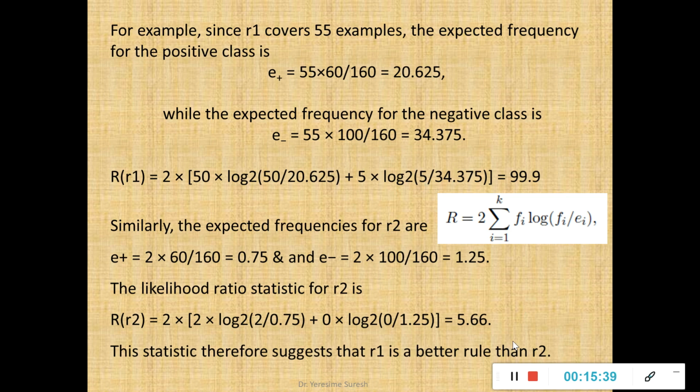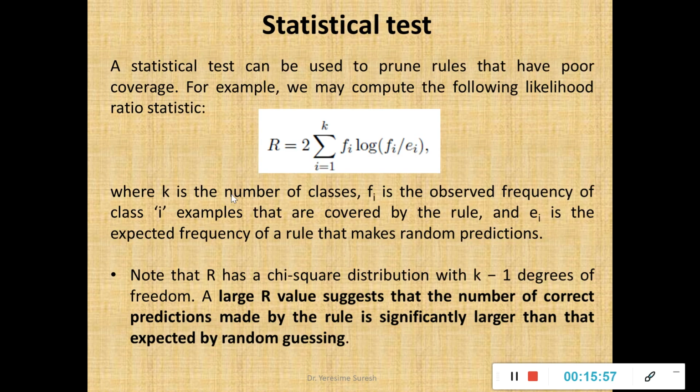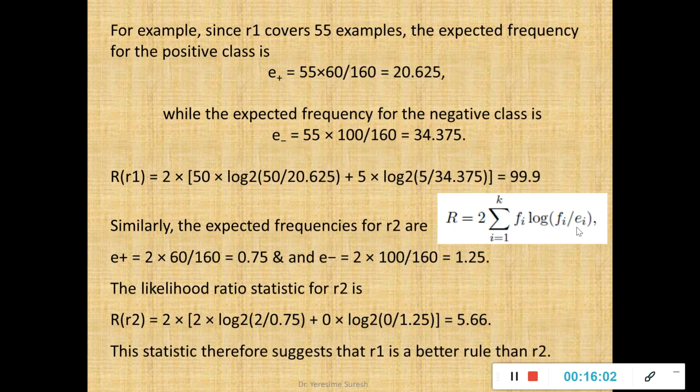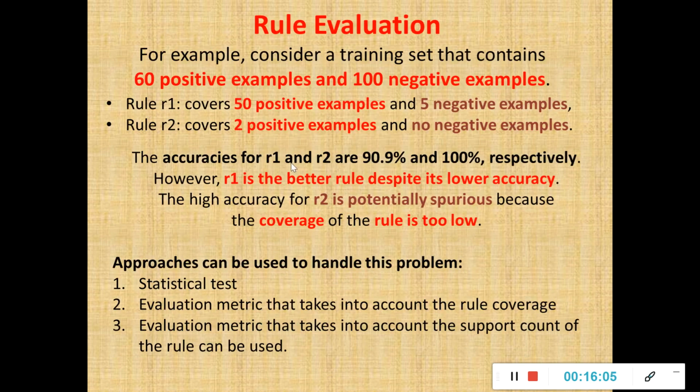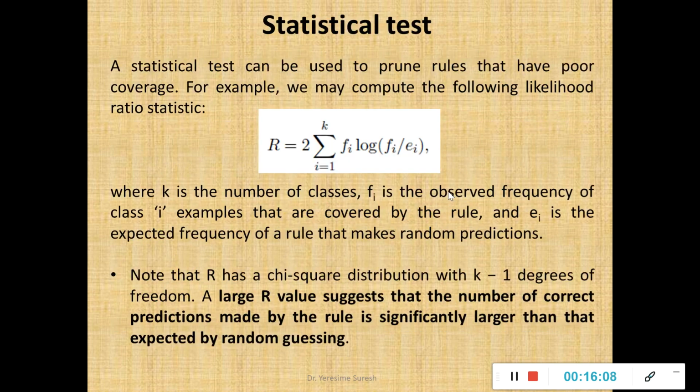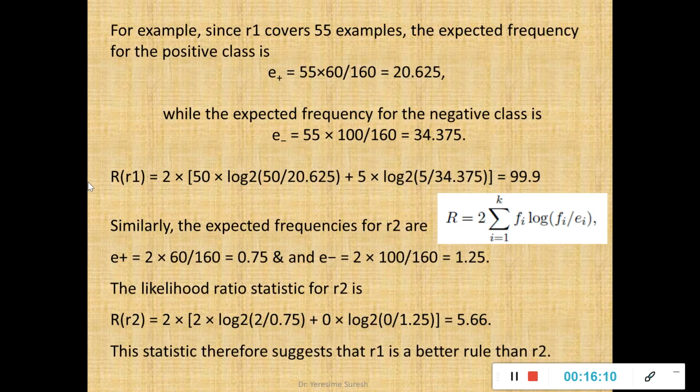If you take accuracy, rule 2 had 100%, rule 1 had 90.9%. So accuracy was not considering the coverage of positive as well as negative instances, but the likelihood ratio statistic considers both the rule accuracy as well as coverage. This is how the statistical test method works, considering both positive as well as negative. See, rule R1 has 90%, R2 has 100%, but with respect to the likelihood ratio statistic it's vice versa: rule R1 has 99.9, rule R2 has 5.66.